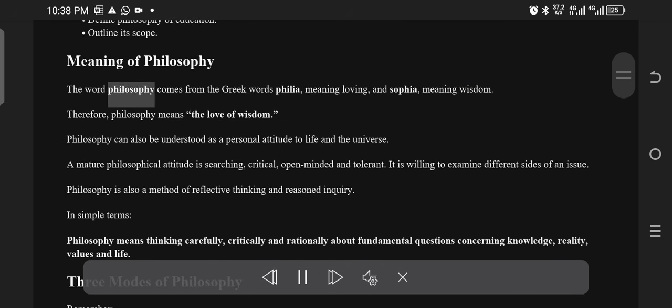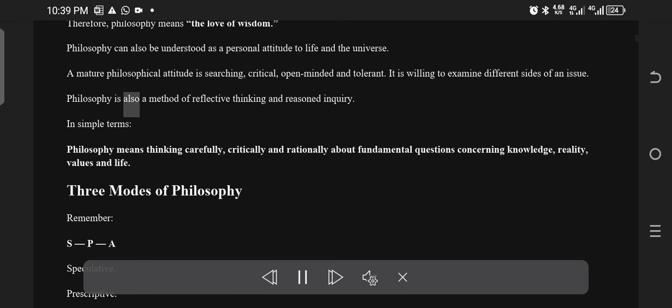Meaning of philosophy. The word philosophy comes from the Greek words philia, meaning loving, and sophia, meaning wisdom. Therefore, philosophy means the love of wisdom. Philosophy can also be understood as a personal attitude to life and the universe. A mature philosophical attitude is searching, critical, open-minded, and tolerant. It is willing to examine different sides of an issue.